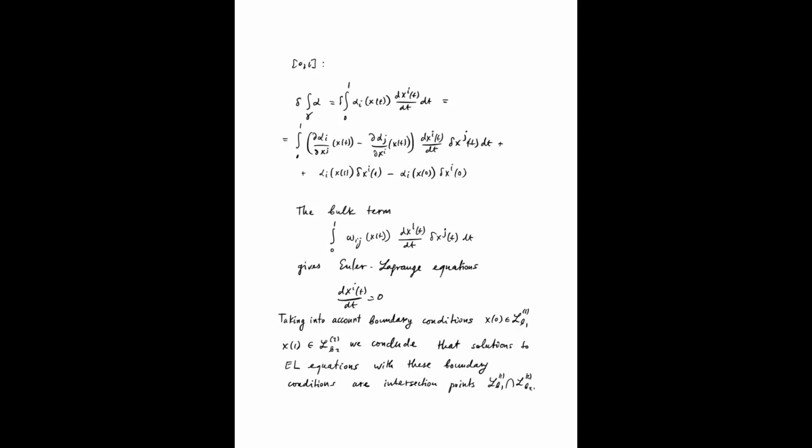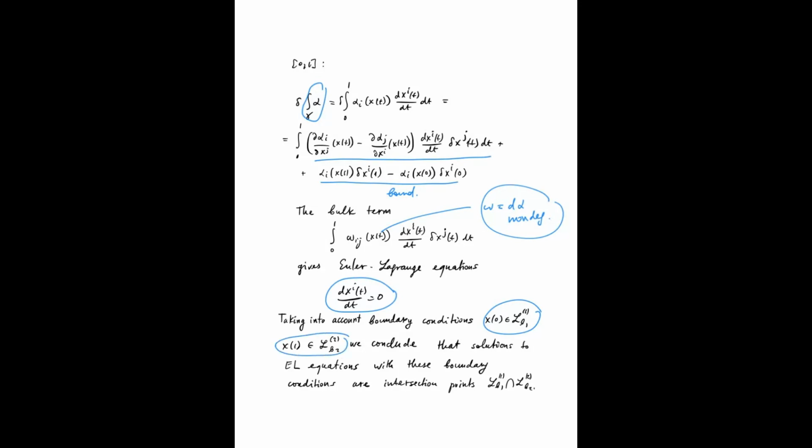So let's turn the page. Now if we want to find critical points, we just have to vary this exponent, and the first term in the exponent is this integral. If we vary it, we get this bulk term, and this boundary term. For the bulk term, you see this omega is d alpha. By assumption it's non-degenerate, because we have a symplectic manifold. So the Euler-Lagrange equations are dx/dt = 0, which means that x is constant, but we know that x0 should belong to one Lagrangian, x1 should belong to the other Lagrangian, which means that intersection points are exactly solutions to our Euler-Lagrange equations.